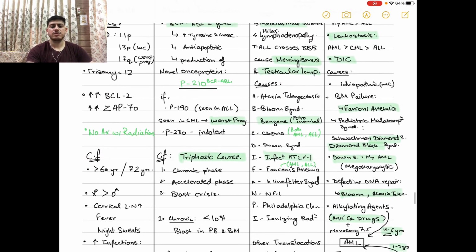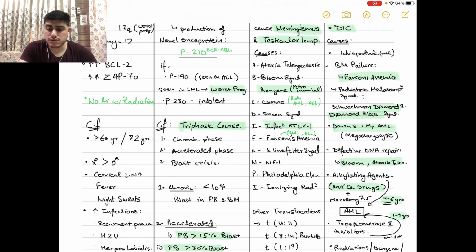Okay, so the causes for this are idiopathic most commonly. Other than that, bone marrow failure, as I already told you, Fanconi's anemia, if there is any condition that is causing aplastic anemia, then this condition will occur. Other pediatric malabsorption syndromes are there: Shwachman-Diamond syndrome and Diamond-Blackfan syndrome.